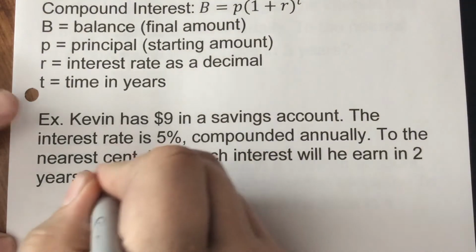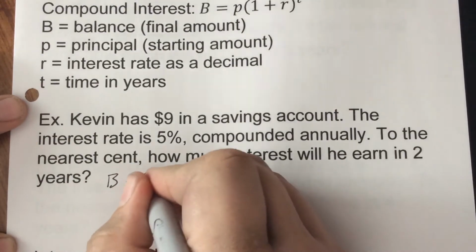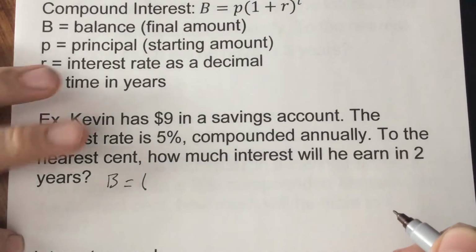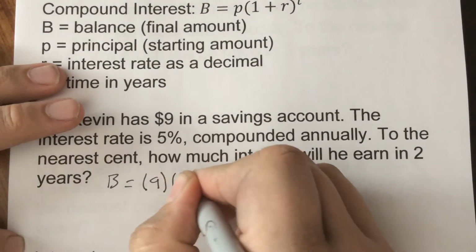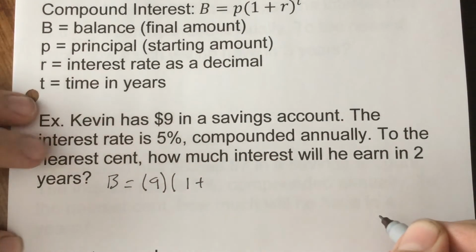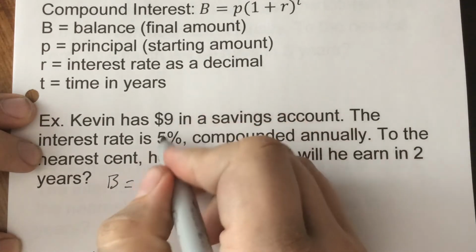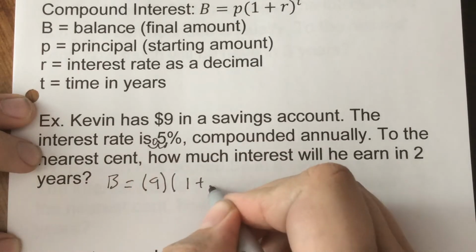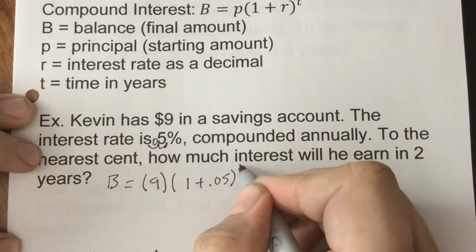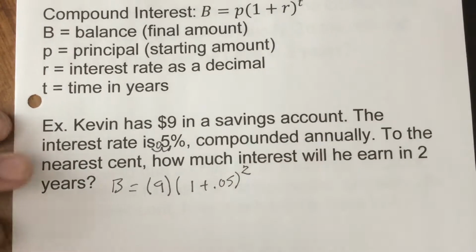So we're going to set this up. B equals P, which is our principal. In this case, it's going to be $9 is what we're investing, times 1 plus our rate as a decimal. So if it's a percent now, our decimal point would be there. So we move it once, twice, we add the 0. So 0.05. And it's going to be raised to the T, which is 2 in this case for years.